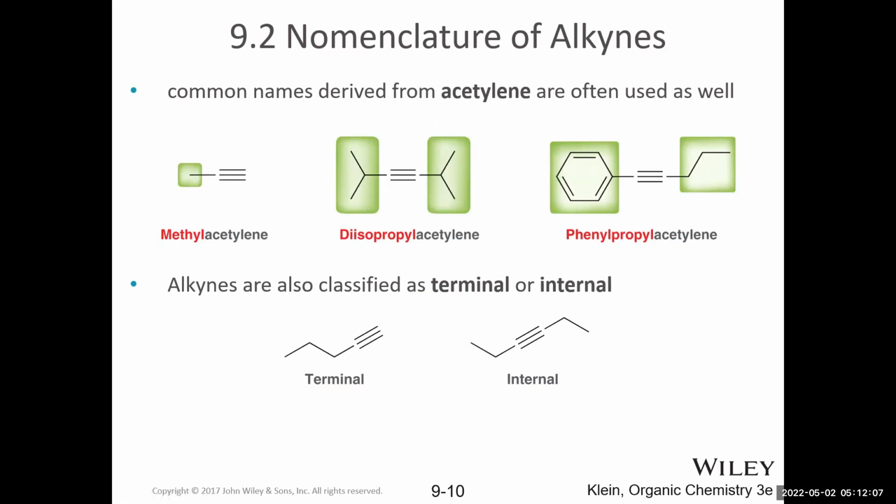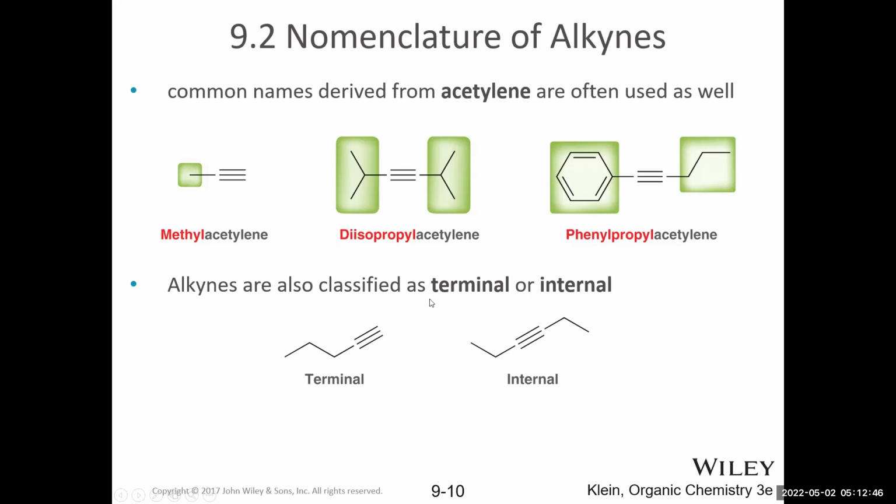Just like acetylene is a common name for the simplest alkyne, there are other ways to name alkynes that are considered common names. For example, the common method of naming alkynes is to use acetylene as the parent. And then any substituents, if they're simple substituents, can be named as substituents to the parent acetylene. So for example, methylacetylene, diisopropylacetylene, or, notice the alphabetical order here, phenylpropylacetylene.